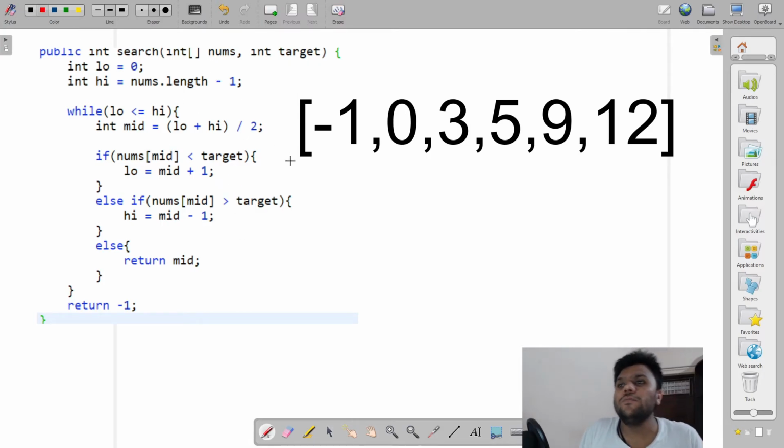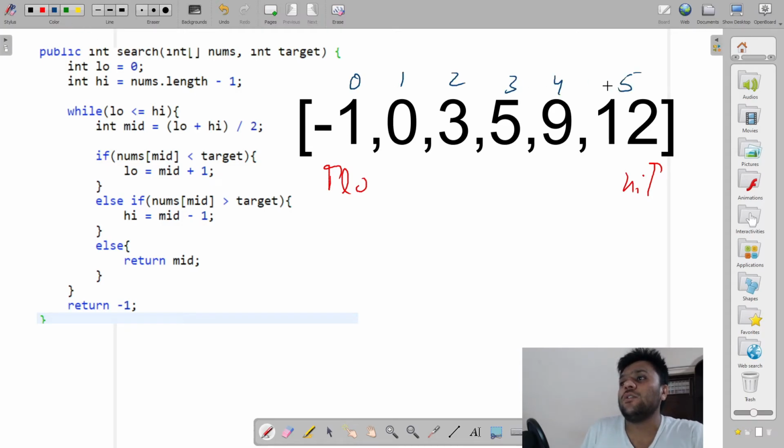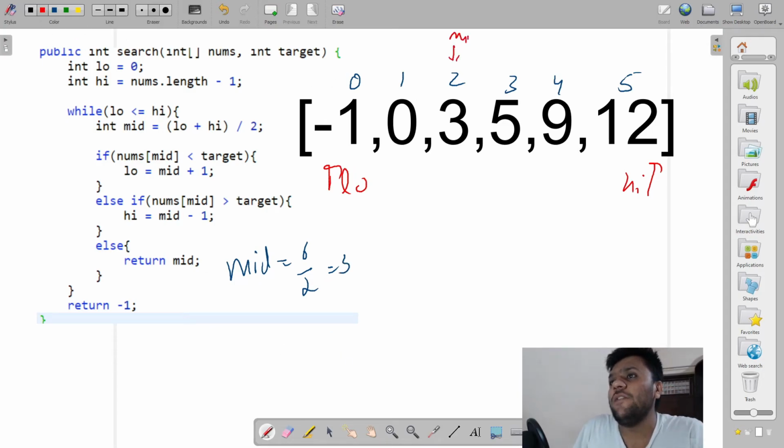All right guys, so now I take this example. First of all, I point my low over here at the 0th index, and my high is at the end index over here. Now my job is to calculate mid. Let me index them 0 1 2 3 4 5, so there are 6. If I calculate mid, it will be 6 by 2, which is 3. So my mid will come over here, because the indexing of arrays starts from 0.